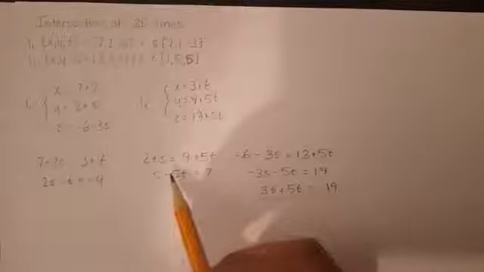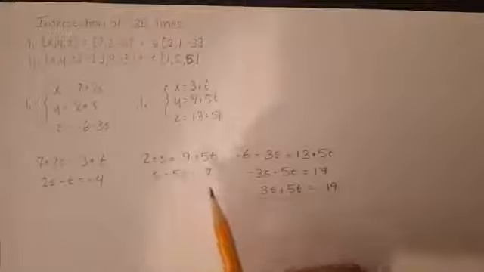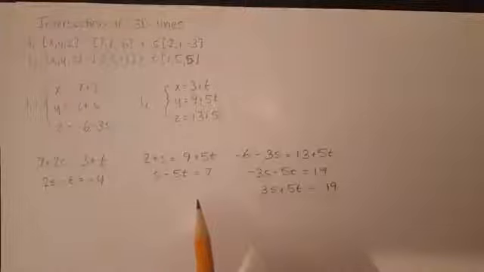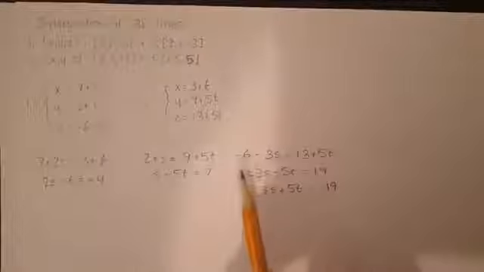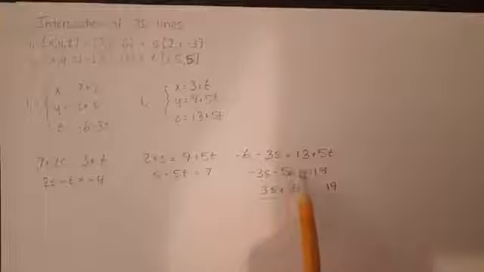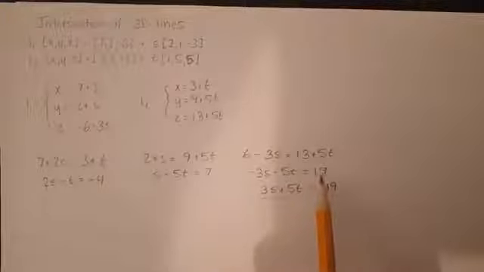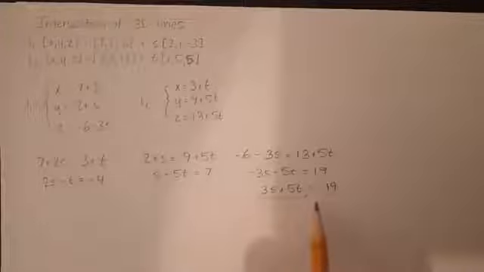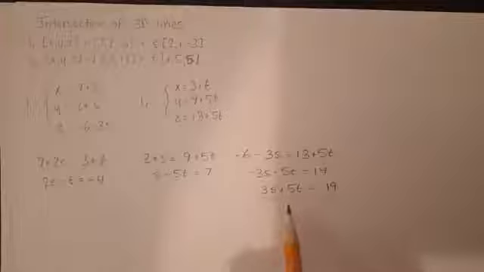For the y-coordinate, you would have 2 plus s equals 9 plus 5t, which will be simplified to s minus 5t equals 7. And for the z, you'll have negative 6 minus 3s equals 13 plus 5t, which will be simplified all the way down to 3s plus 5t equals negative 19. For this, I would like to have the s and t positive because I will be using the substitution method later with them.